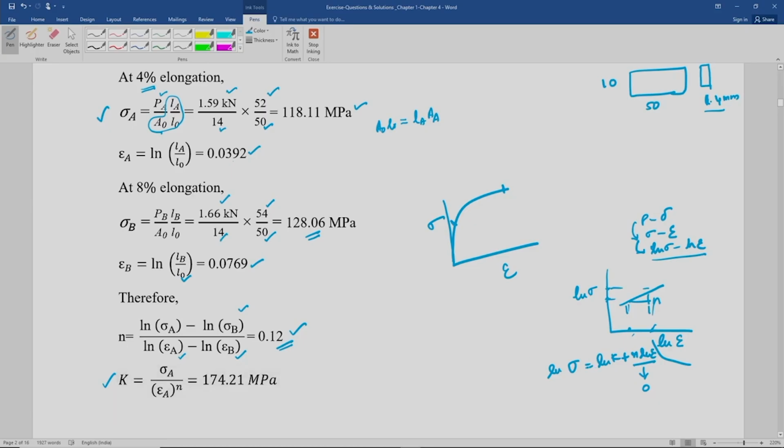So this k is obtained from this equation only. The equation is sigma is equal to k epsilon power n, which we discussed in the previous class. So k is sigma by epsilon power n. You pick up any one point, let us say sigma a divided by epsilon a power n. Sigma a is known to you, 118.11, divided by epsilon a, 0.0392, power 0.12. It will give you 174.2 megapascal.